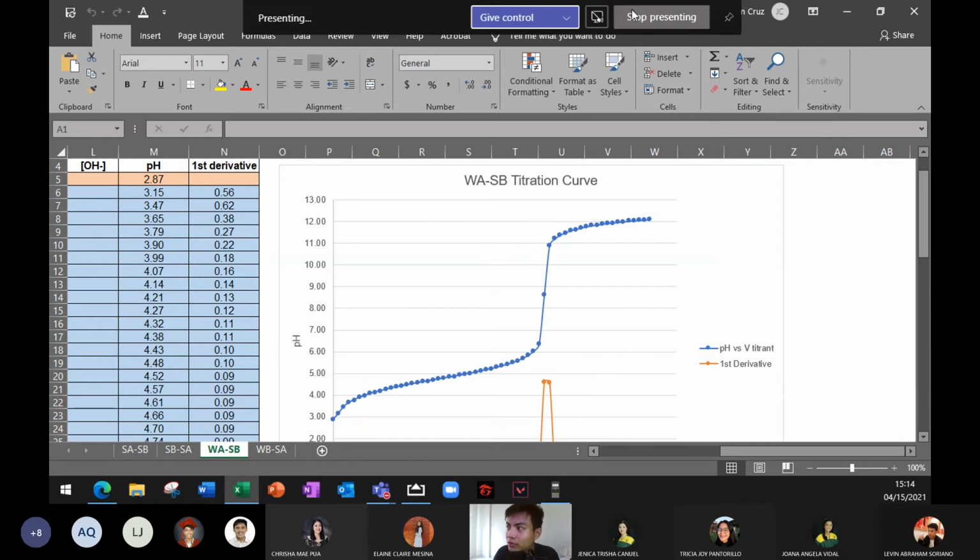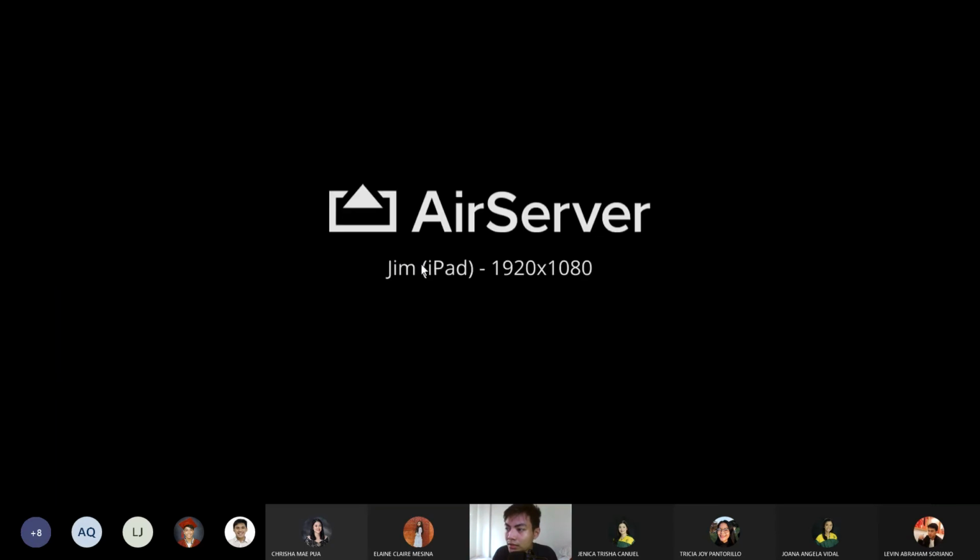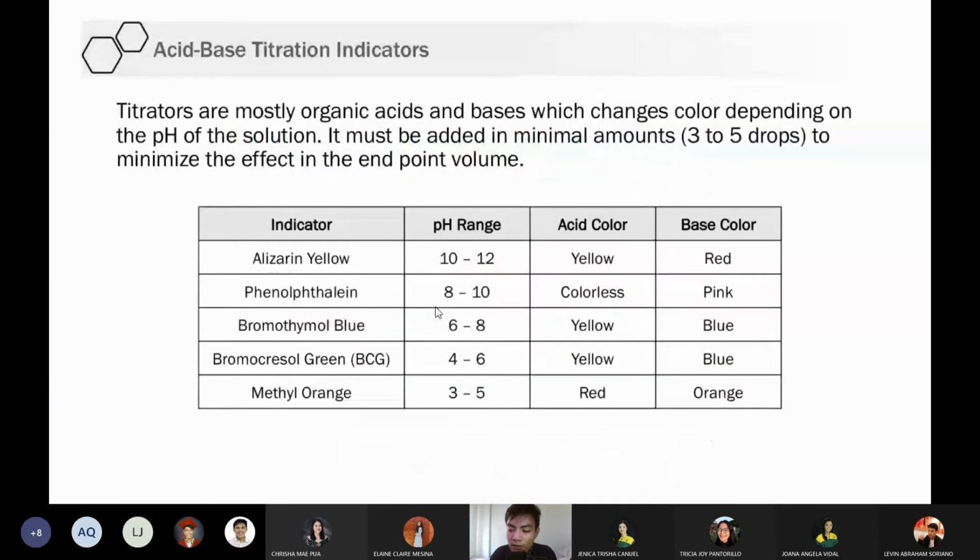Okay, ganito. Ang good thing sa atin is that may mga common indicators na tayong ginagamit talaga. For example, phenolphthalein. This is used for SASB titration and WASB titration. Yan. Okay, so yun yung mga ginagamit for strong acid, strong base, strong base, strong acid, and WASB titration.